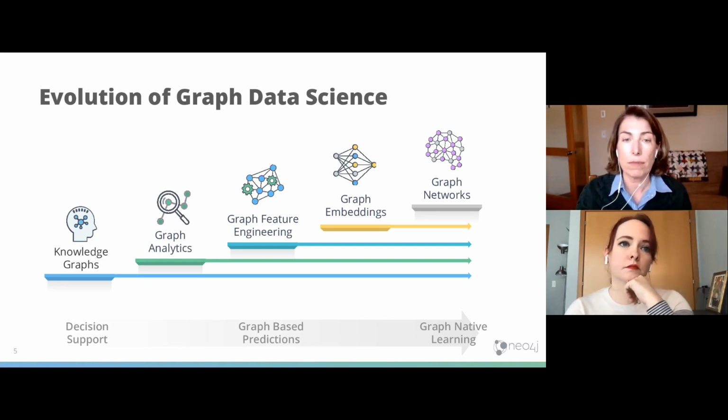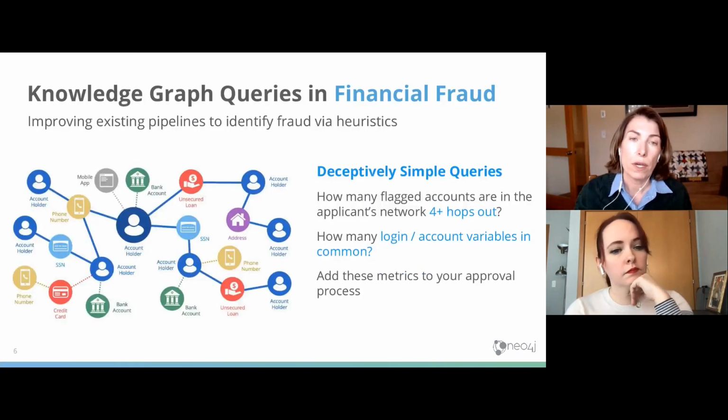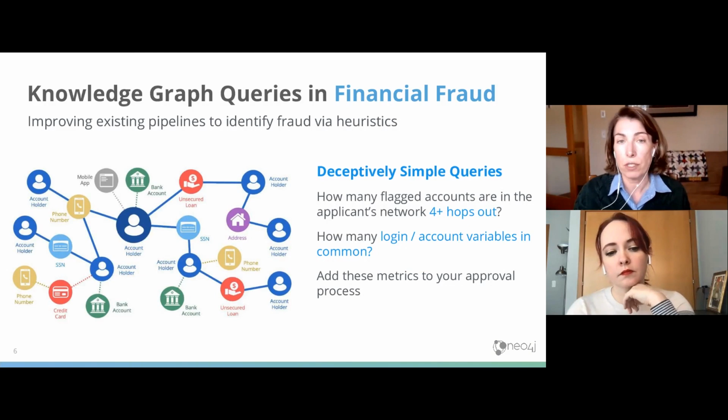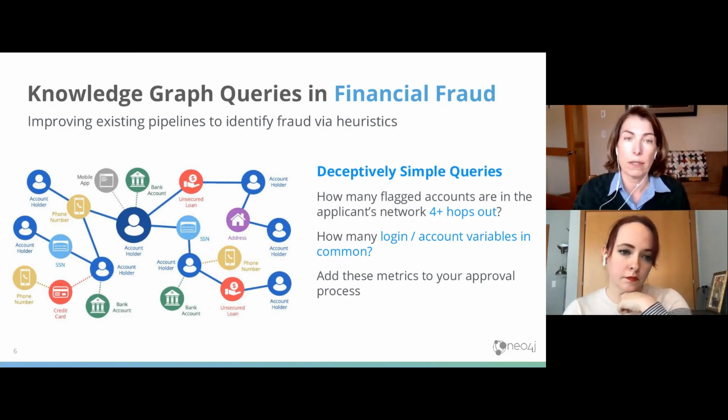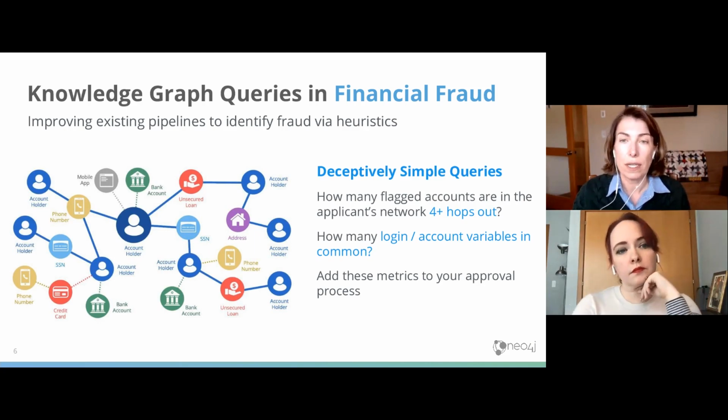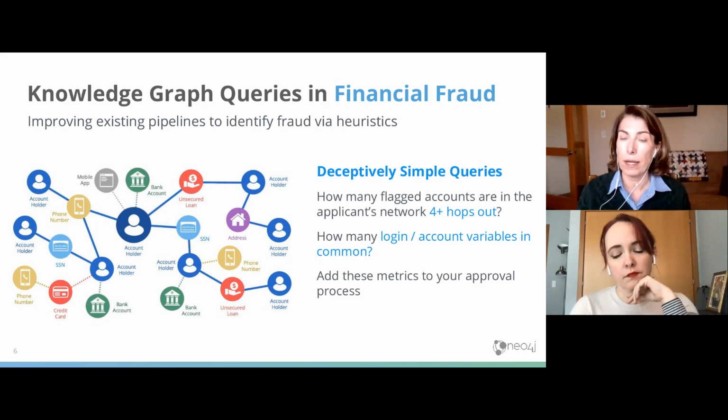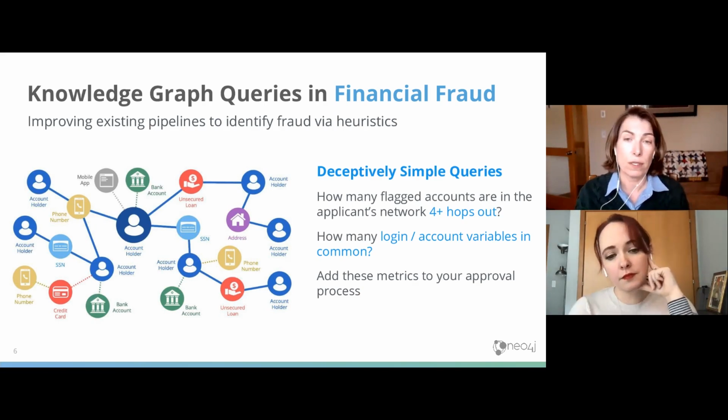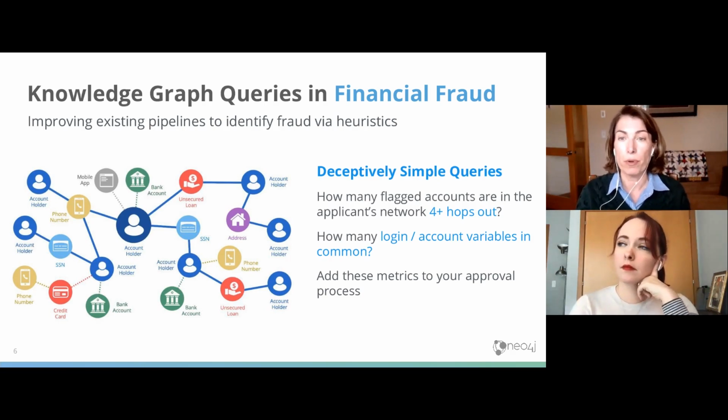So this is kind of the evolution that we see. And if we step through a few of those, we can see with knowledge graphs, you might be doing simple queries for, in this case, a fraud example. I often call these deceptively simple queries because you might be looking at something like, how many flagged or fraudulent accounts are in a new applicant's network 4 hops out? And you might want to do that to process credit applications or some kind of approval process.